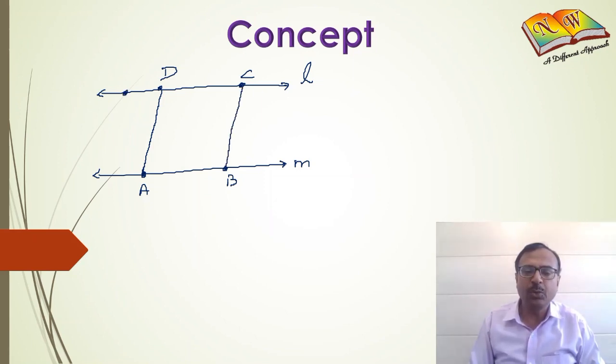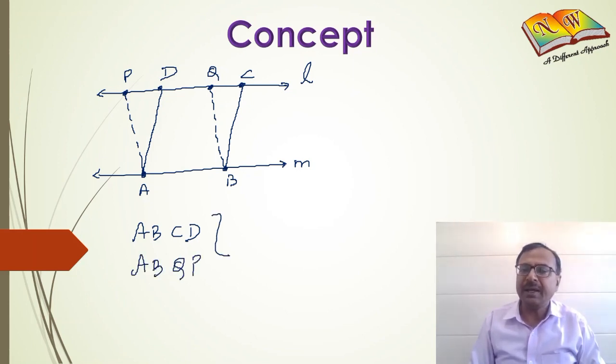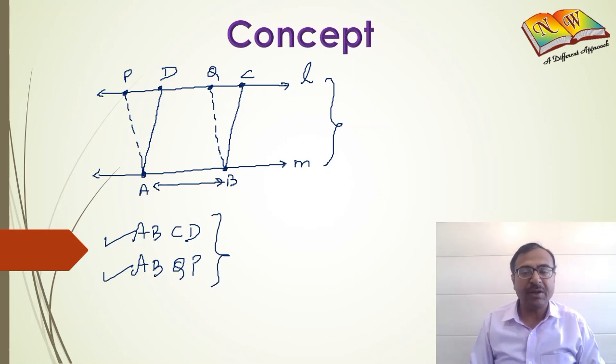Now if you take two more points, say P and Q on L and join them like this with A and B, there will be another parallelogram ABQP. So the parallelogram ABCD and the parallelogram ABQP lie on the same base AB and between the same parallel lines L and M. Therefore, the areas of these two parallelograms will always be equal. That is the concept in hand.